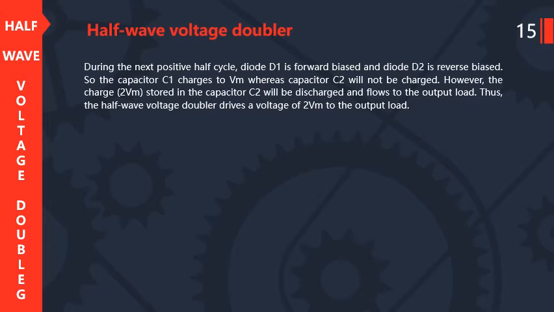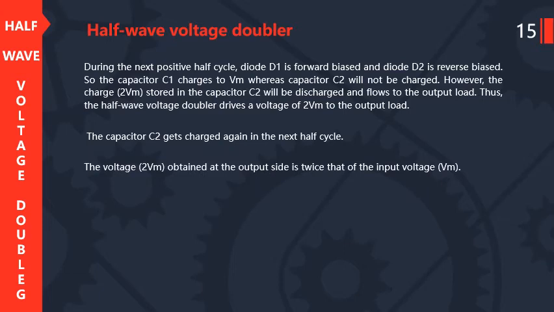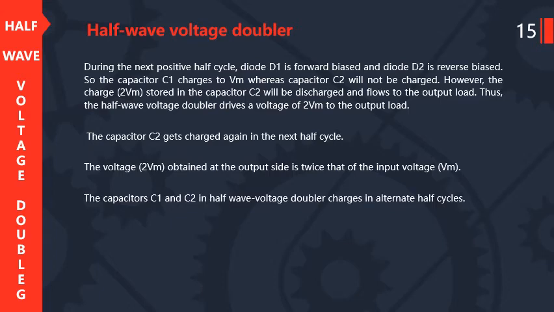Thus, the half wave voltage doubler drives a voltage of 2 Vm to the output load. The capacitor C2 gets charged again in the next half cycle. The voltage 2 Vm obtained at the output side is twice that of the input voltage Vm. So this circuit is called voltage doubler circuit. The capacitors C1 and C2 in half wave voltage doubler charge in alternate half cycles.